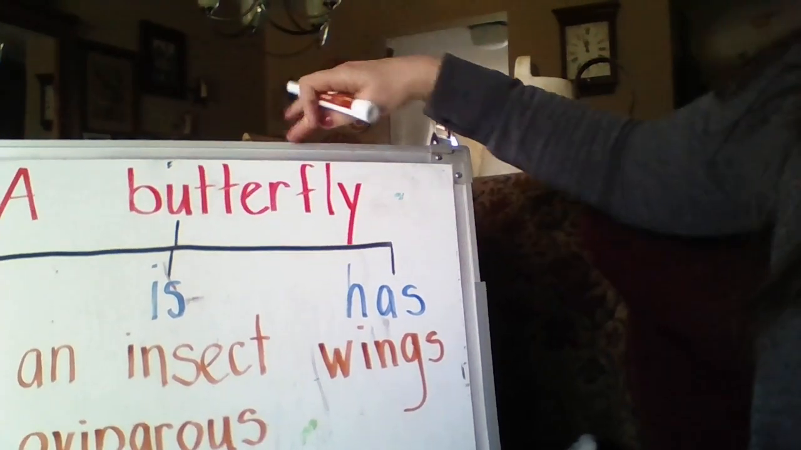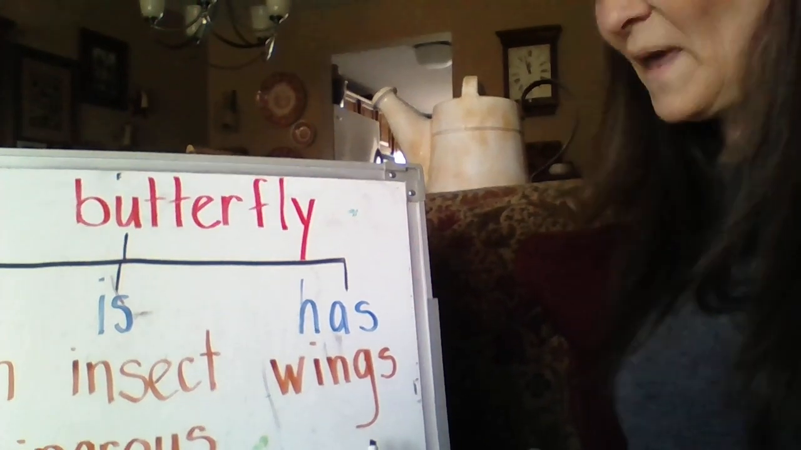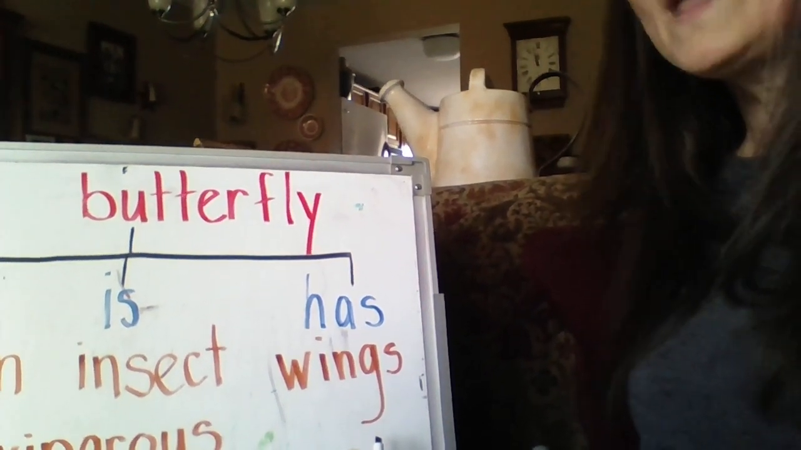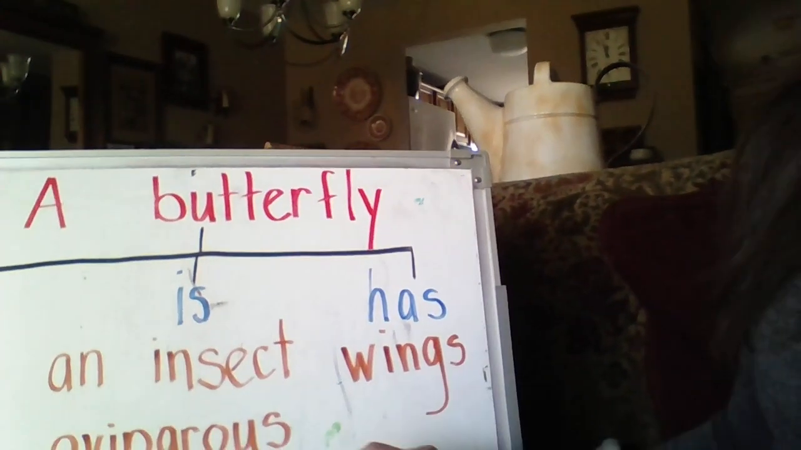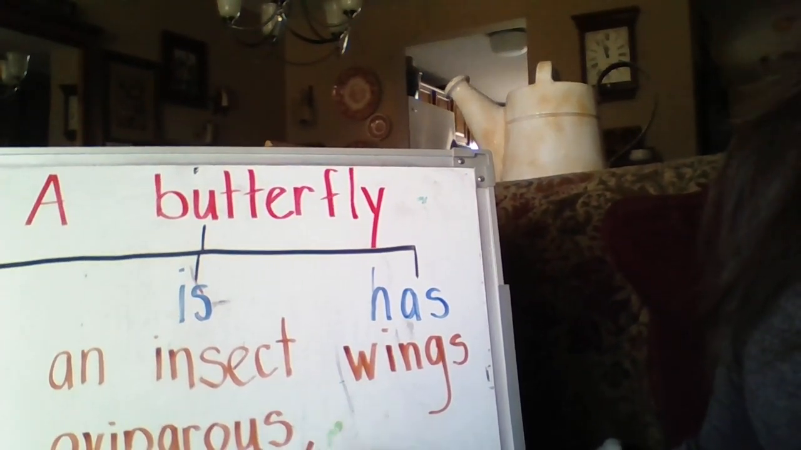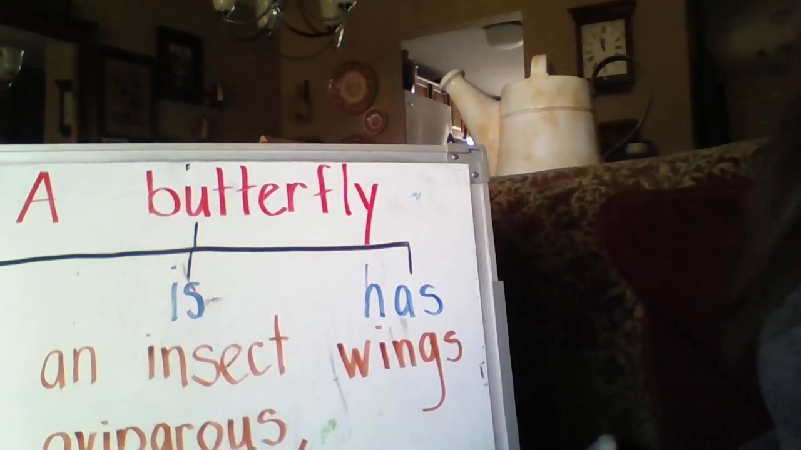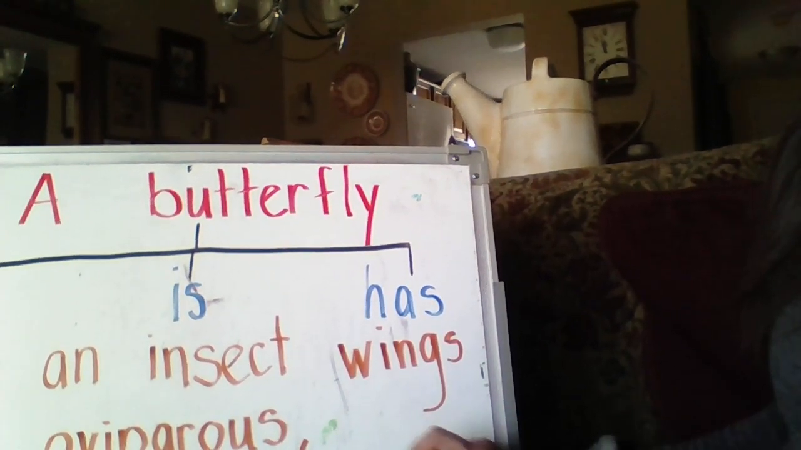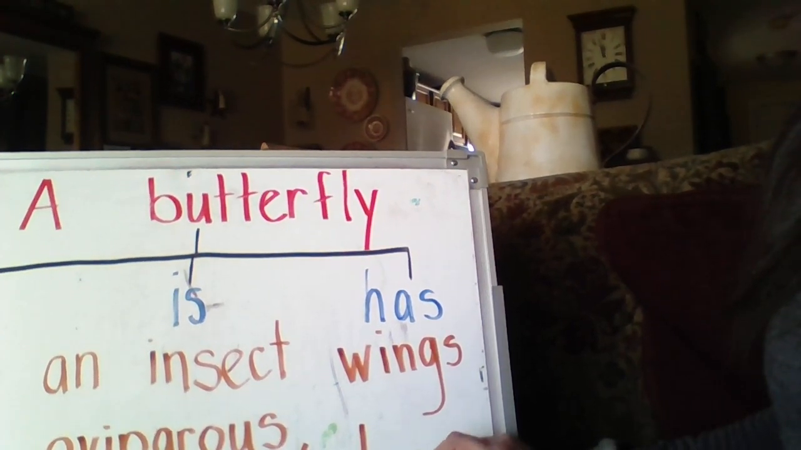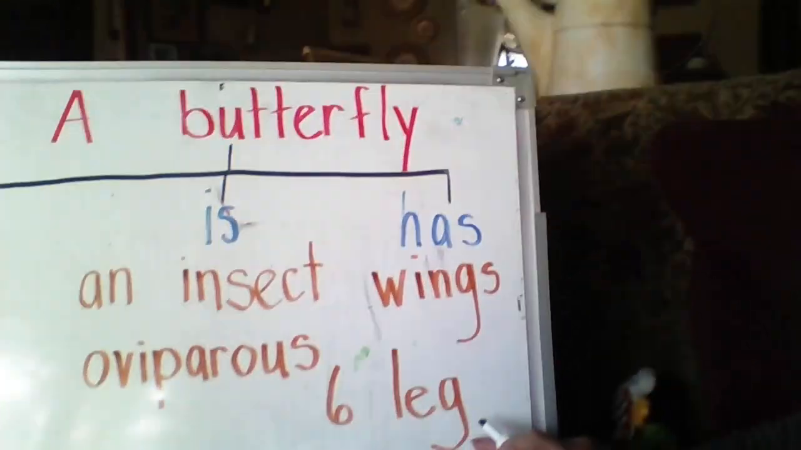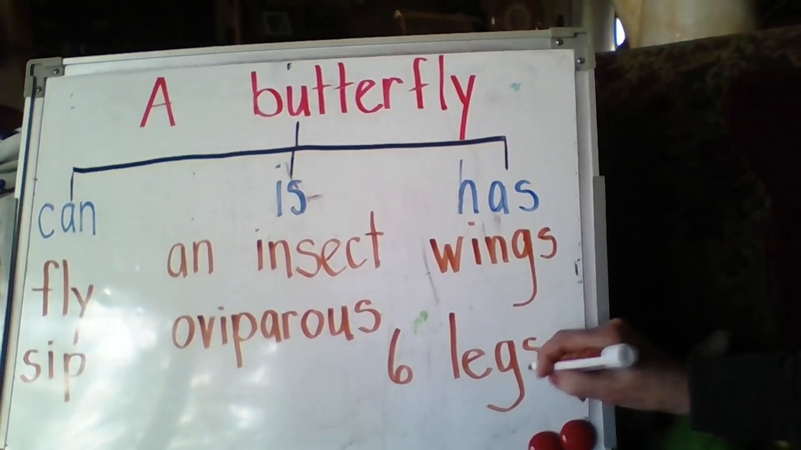A butterfly has... they have eggs. Sure. A butterfly has eggs. A butterfly has... ooh, six. What do you think I'm going to write? Six legs. Oops, sorry. Six legs. Have to add that S.